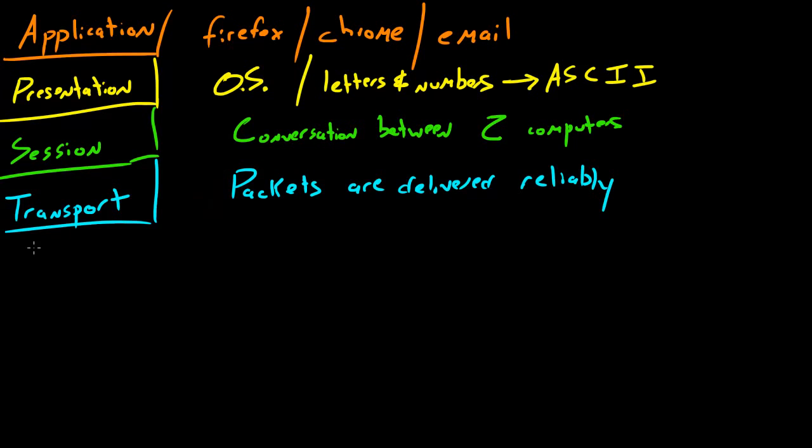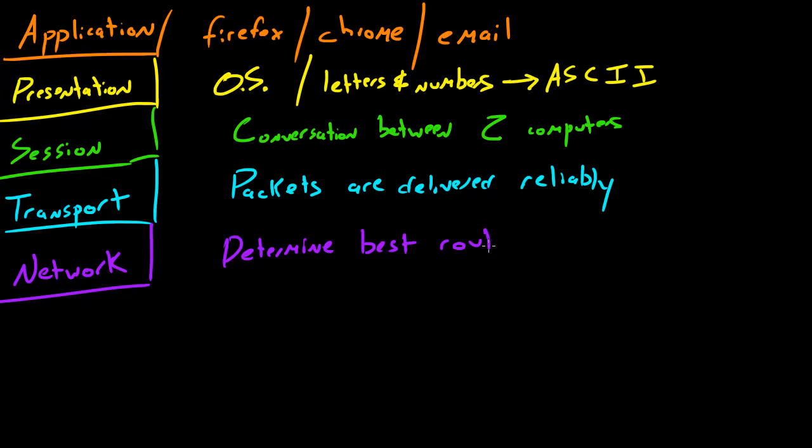Now let me go ahead and get a new color. Purple looks good. The next layer I want to talk about is the network layer. Let me make sure. 1, 2, 3, 4, 5. All right, I got 2 more, plenty of space. Now, the network layer is basically going to determine the best route for data.